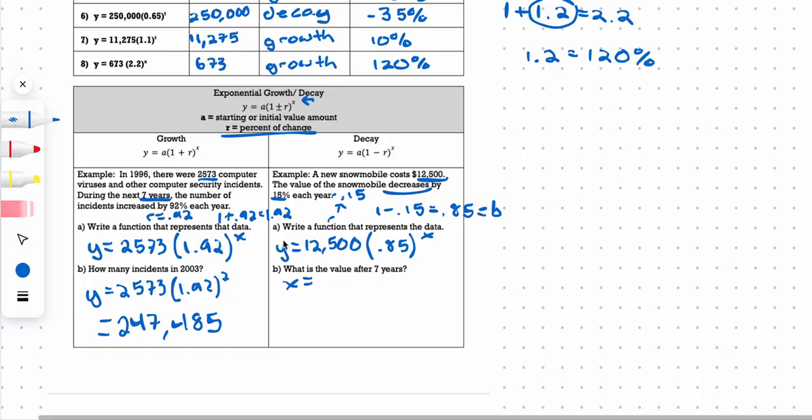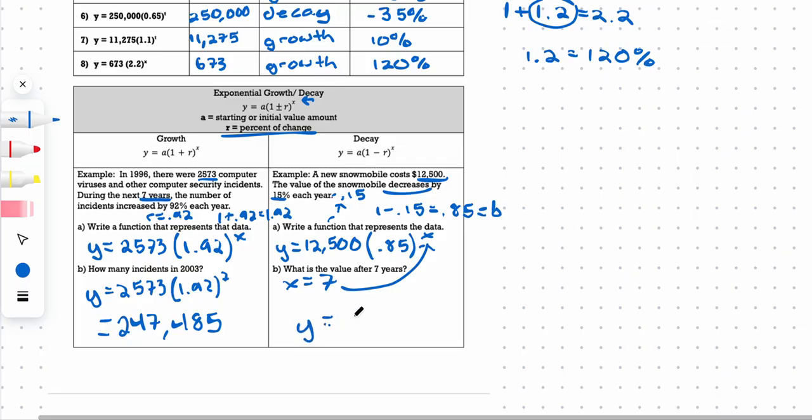Okay, x is equal to 7. So let's plug that in. I like to do 0.85 to the 7th power first. I got something like 0.32. Then I just multiply that by 12,500. And when I plug that in, this is just going into our original equation.